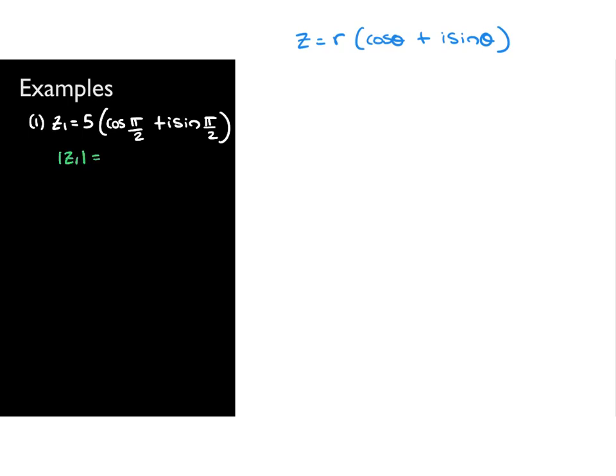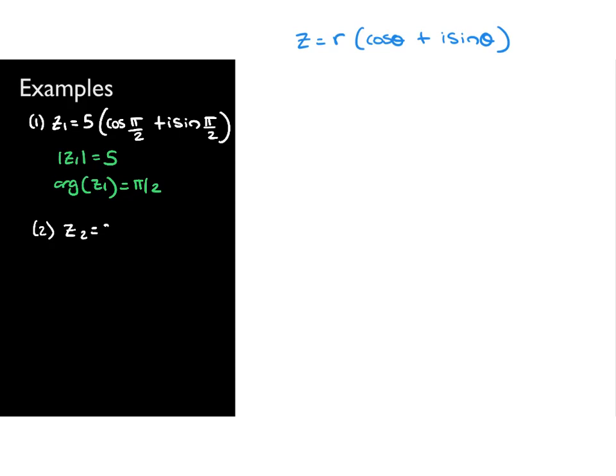So example number 1, Z1 is 5, bracket, cos pi by 2 plus i sine pi by 2. Now, this has been expressed perfectly in modulus argument form. Remember, the angle has to be the same here. So this is really easy. We can simply read off that the modulus of Z1 is equal to 5 and the argument of Z1 is equal to pi by 2. Super easy.